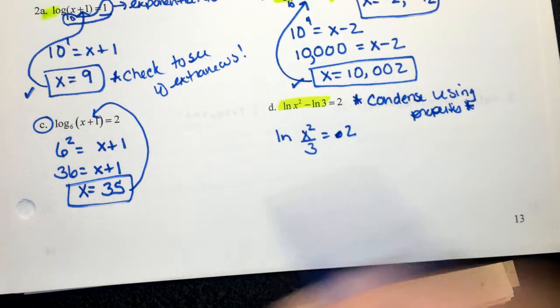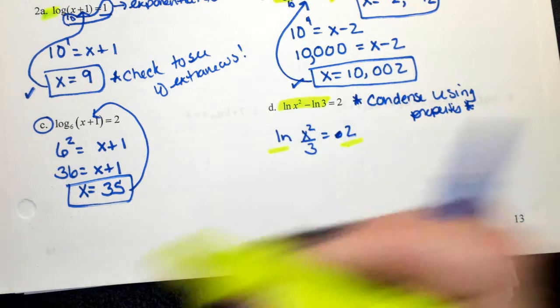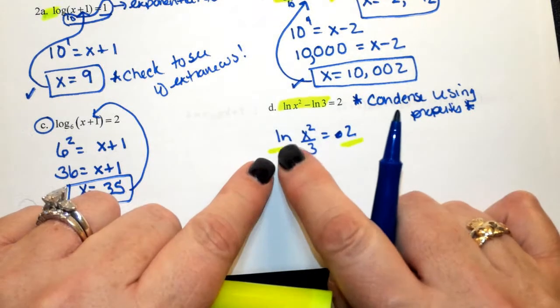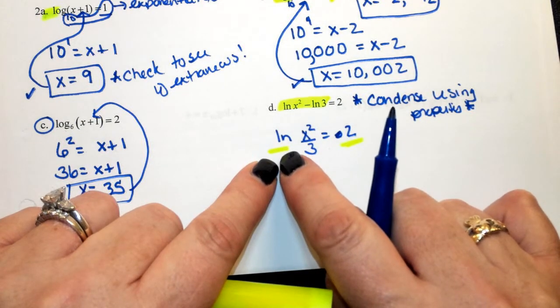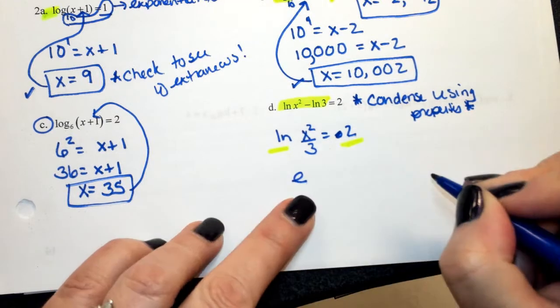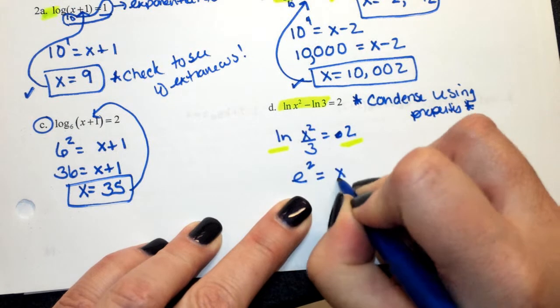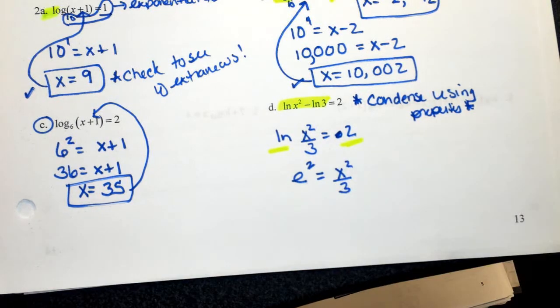So now notice you do have a single log equal to a number. After you condense it to a single log, you can now change it into exponential form. What's the base of this logarithm? E. And what's the exponent for E going to be? It's going to be e to the second is equal to x squared over 3. Leave it in terms of e. E is an exact number. The minute you pick up your calculators and change e into decimals, it's an approximate. Leave it in exact form.